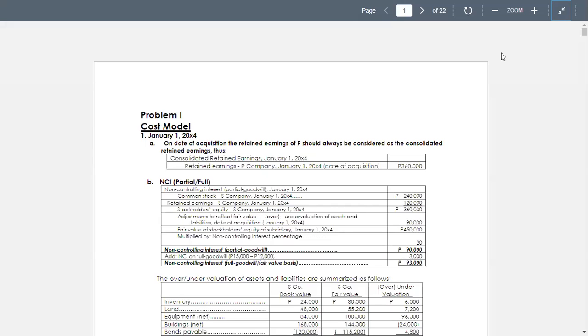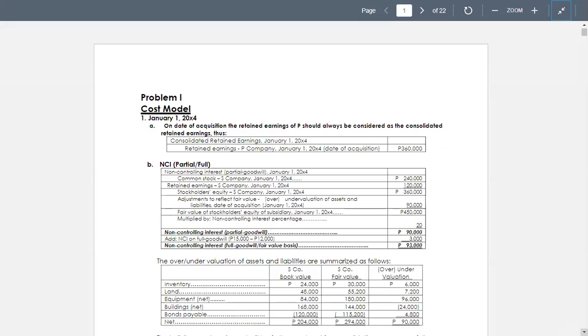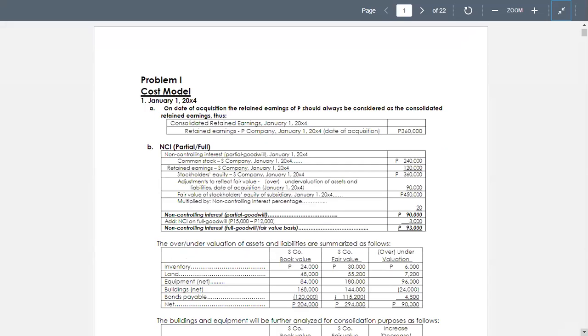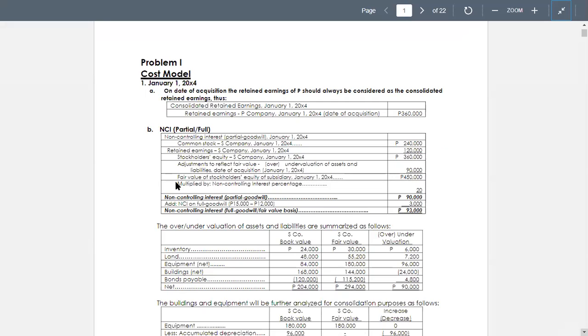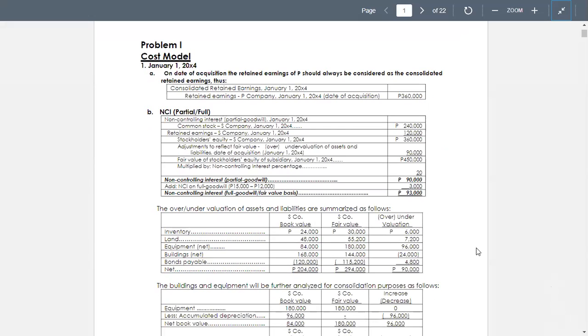Note that the date of investment is January 1, 20x4, and we are given the trial balance on December 31, 20x4, and also on December 31, 20x5. Take note that the investment account is debited on the trial balance December 31, 20x4 and 20x5 for 372,000. Okay?